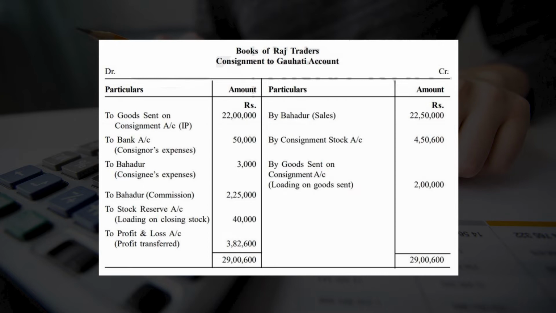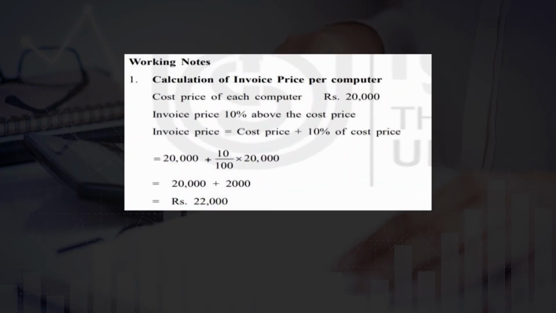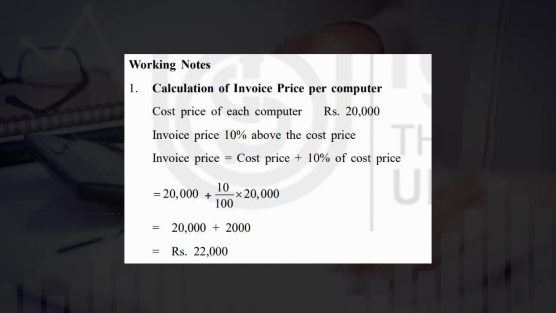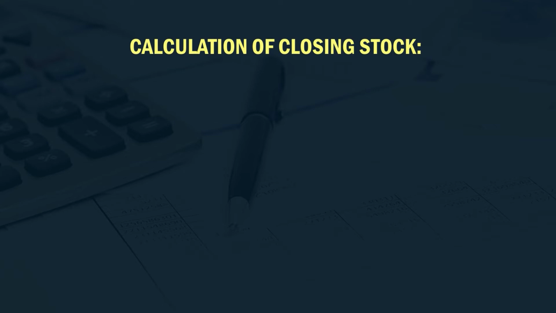So total is 29,600. So let us see how we arrived at the amount of valuation of closing stock, 4,50,600. Here you can see the calculation of invoice price per computer. Cost price of each computer is 20,000, invoice price is 10% above cost. So 10% of 20,000 is 2,000. So 20,000 plus 2,000 is 22,000.